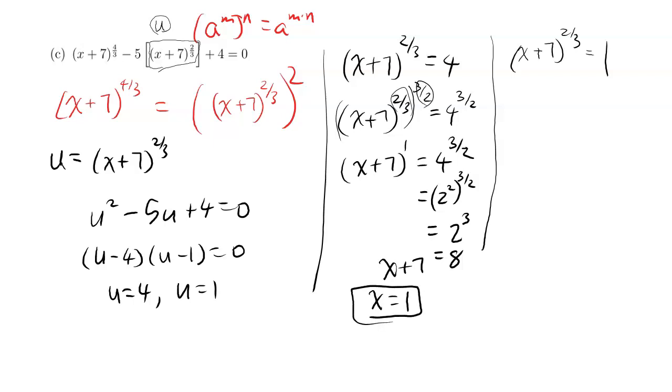The second one, we're going to do the same thing. (x+7)^(2/3) to the power of 3 over 2. Now 1 to any power is 1. 1 to the 100th power is 1. 1 to the 1000th power is 1. 1 to any power is 1, so that's just 1. This here, they cancel, so you have x plus 7 equals 1. So you get x equal to negative 6 if you subtract.